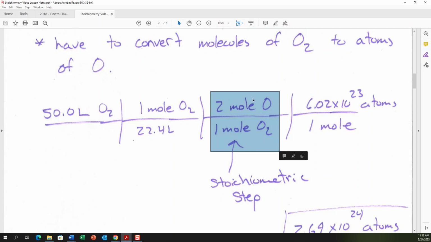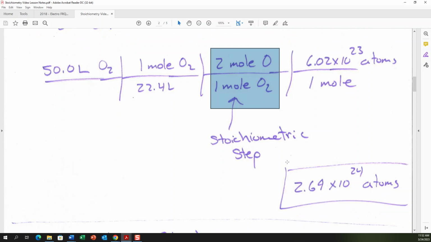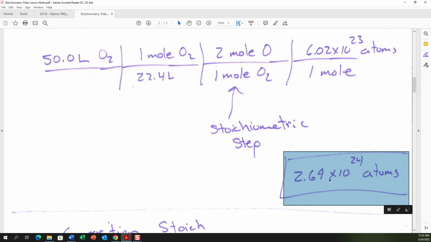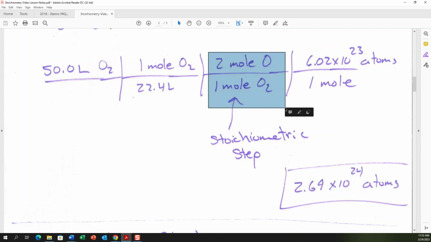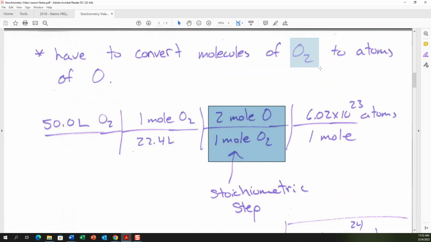I know that there's 2 moles of O for every 1 mole of O2. That's going to cancel out moles of O2 and give me moles of O. And now, if I multiply moles of O by Avogadro's number, that's going to be atoms. So I get 2.69 times 10 to the 24th atoms of oxygen. So right there, that's that new calculation. That's stoichiometry: using your recipe to do a conversion to go from moles of one substance, O2, to moles of something else, O.